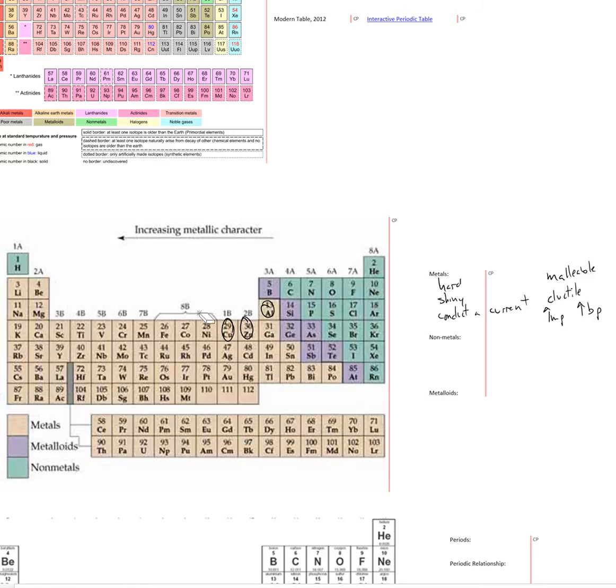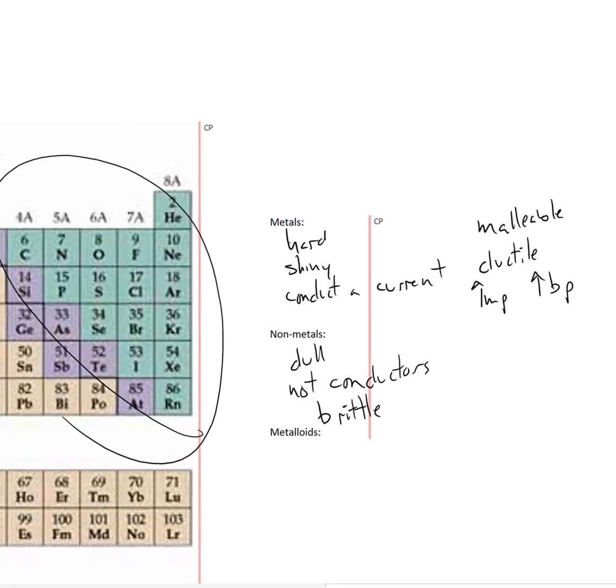On the other side of the table, on the right side, we have the nonmetals. Those are characterized by sort of what they're not. They tend to be dull. They tend to not conduct a current, or not be conductors. They tend to be brittle instead of malleable. And they tend to have a low melting point or a low boiling point.